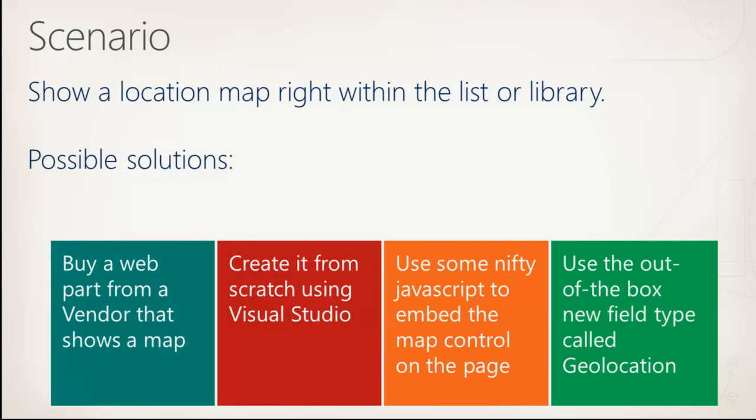Or, now there's a new column. Many people don't know about this column. It's called a geolocation column. It's a geolocation field type. And I'm going to utilize that to make my solution.